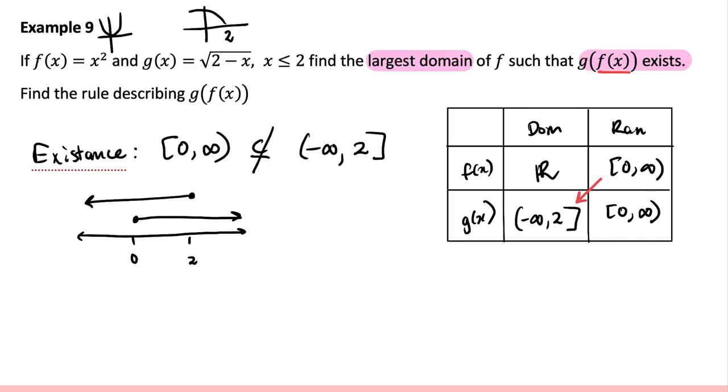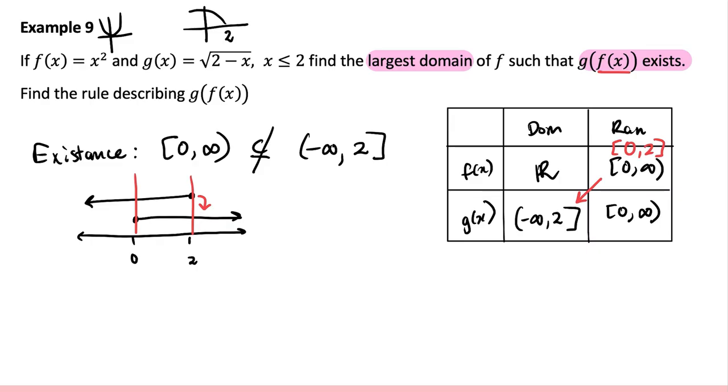So we can see that the lines don't fit within each other. In order to restrict it, I want to make sure that the range of the inside function fits within the domain of the outside. So I have to cut it off at a point so that it will fully fit. I want this range to become from 0 to 2. It can't be any larger, otherwise it's not going to work. So 0 to 2 is a subset of negative infinity to 2, but 0 to infinity doesn't work.